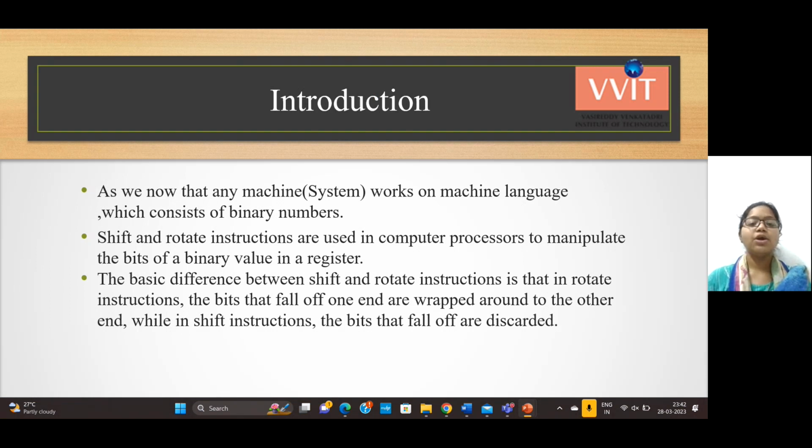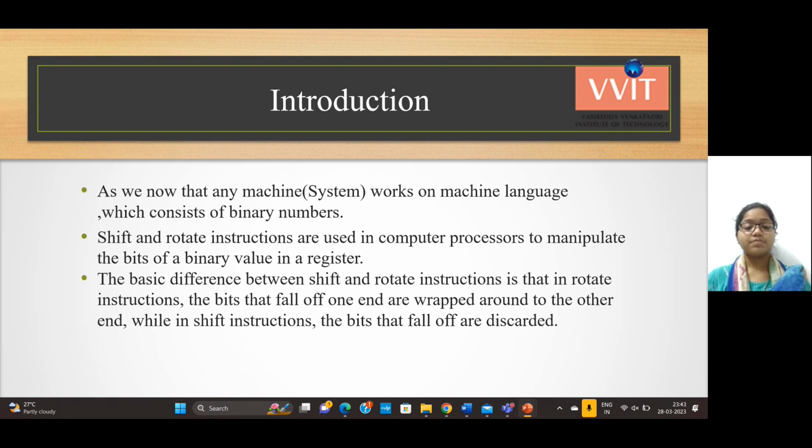In order to perform any operation on a machine, the machine language plays a key role. That means the machine performs every work only using the machine language. Here the machine language consists of binary values. They may be zeros or ones. Hence a machine or system works on the machine language, which consists of binary numbers, and these binary numbers are zeros or ones. And in order to manipulate the bits of the binary values stored in the registers, we need to perform shift or rotate instructions by the processor.